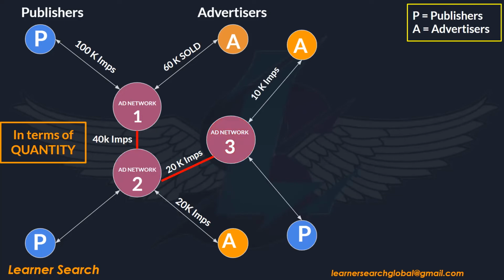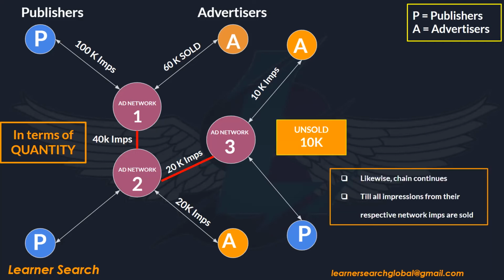Again, he's having new suppliers and demanders. Ad network 3 obviously has its own supply and demand. So what happened for ad network 3? Now ad network 3 can sell only 10K impressions because demand needs only 10K impressions. So here, unsold is again 10K. Likewise, the chain continues till all impressions from their respective networks are sold.